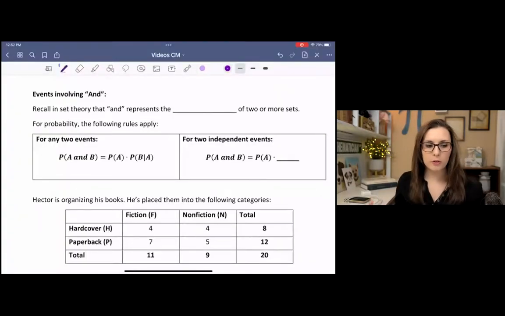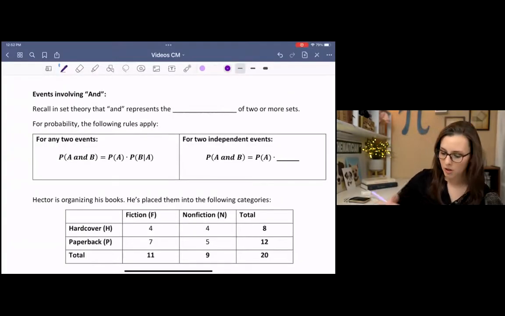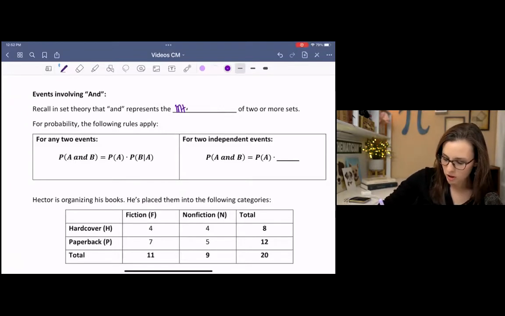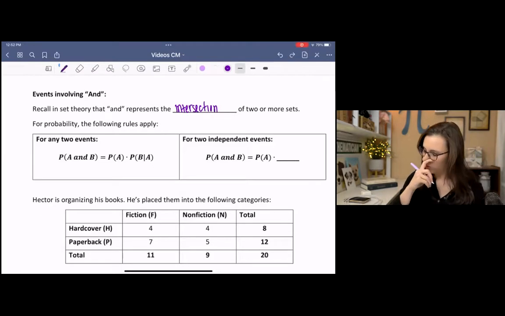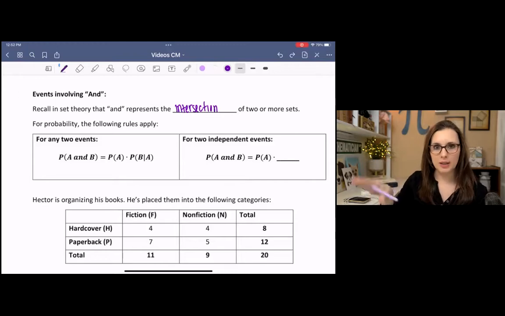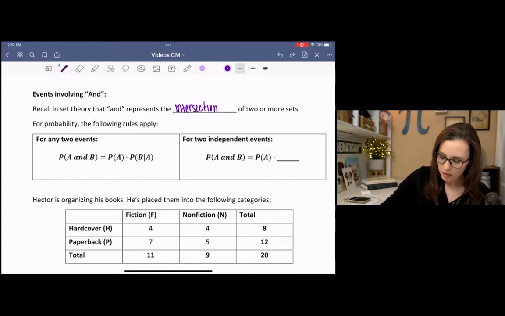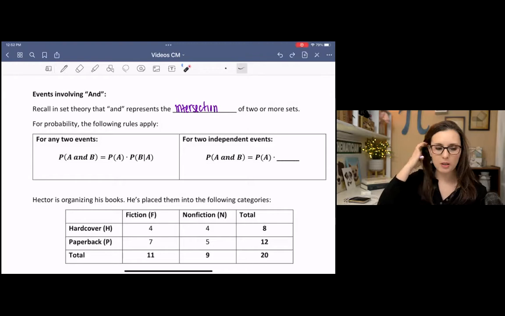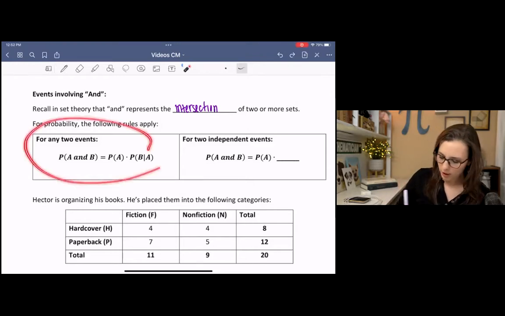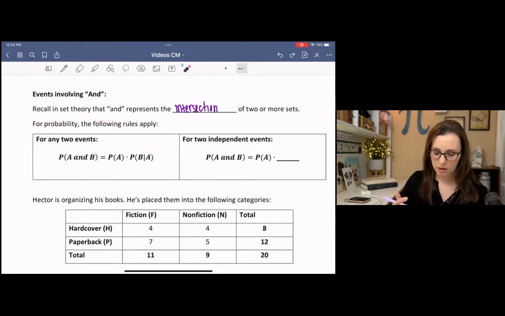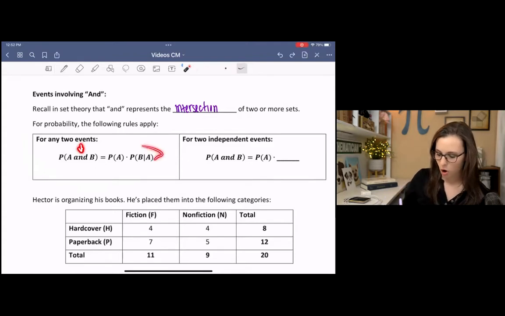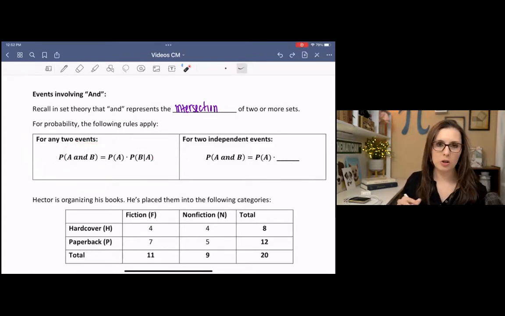Let's first recall from set theory that the word "and" represents the intersection of two or more sets. So for probability, let's take that and talk about what we're going to do here. I did mention that you're going to have to know about conditional probability in order to do this. Basically, this formula here applies for any two events. Whenever you see the word "and," you can always use this formula. So it's kind of a fail-safe.